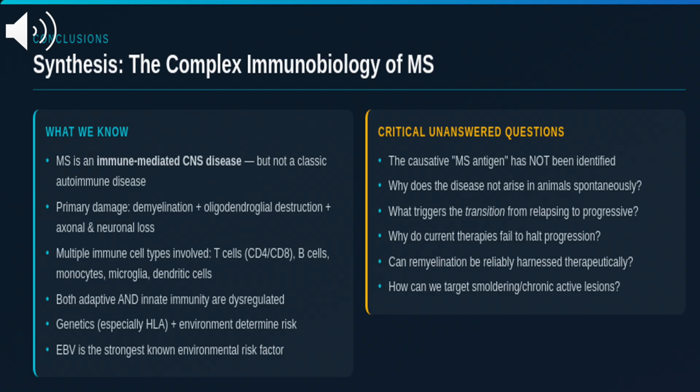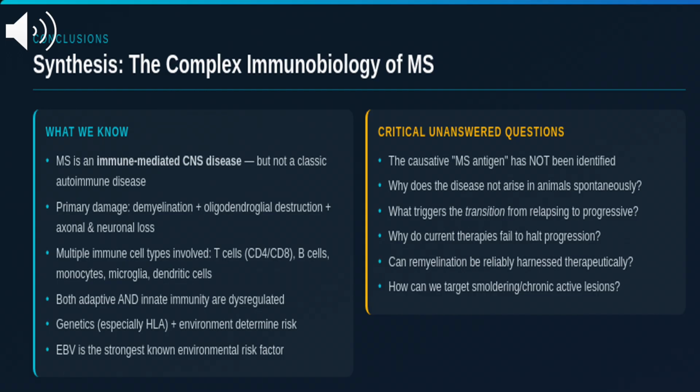But the what we still don't know side is humbling. The causative MS antigen has not been identified after decades of searching and may not exist as a single entity. The question of why MS doesn't arise spontaneously in any animal and why it's an exclusively human disease remains unanswered. The biological mechanism that triggers the transition from relapsing to progressive disease remains incompletely understood despite many plausible hypotheses, and we still cannot halt progression in the way we can prevent relapses.